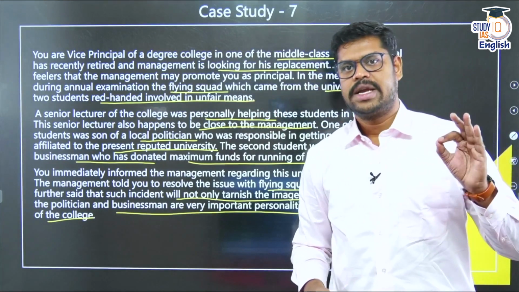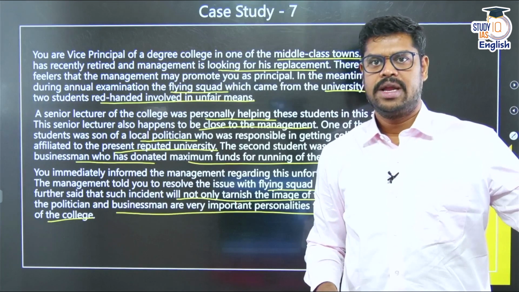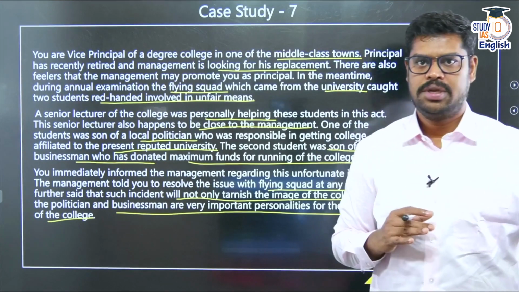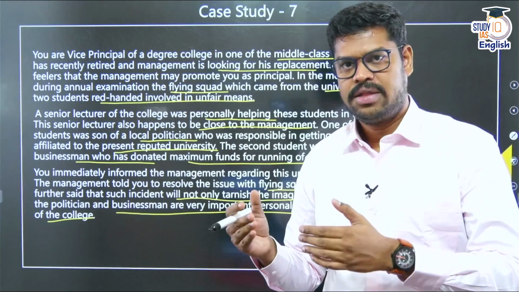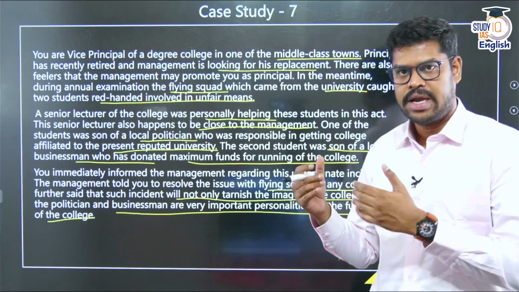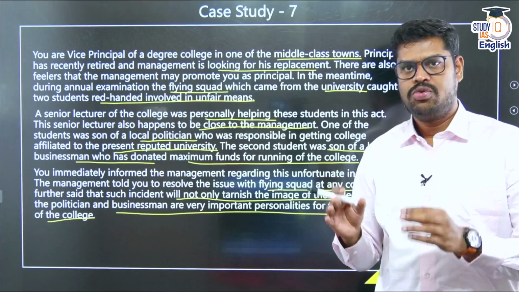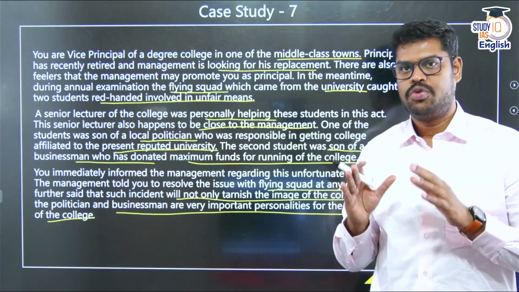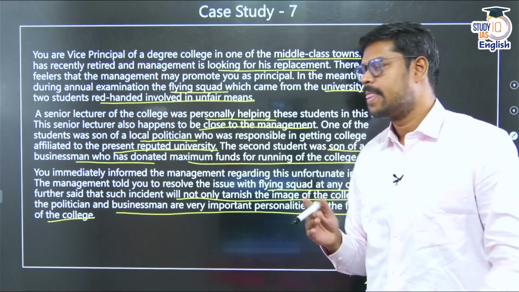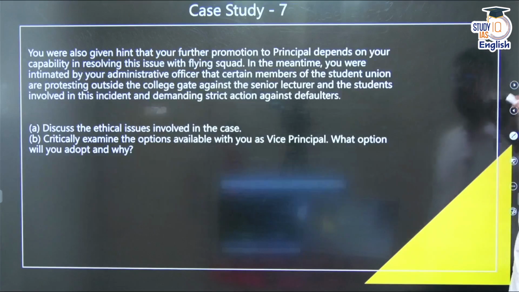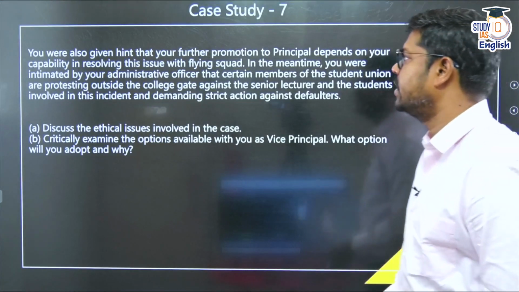So two stands were taken by the management. One is that it can bring disrepute to the institution, the college. And second, they feel the politician and the businessmen are very important, and hence, in order to maintain this relationship, they have to put an end to this issue amicably. That is the direction given to the vice principal, that is, to you in this case.